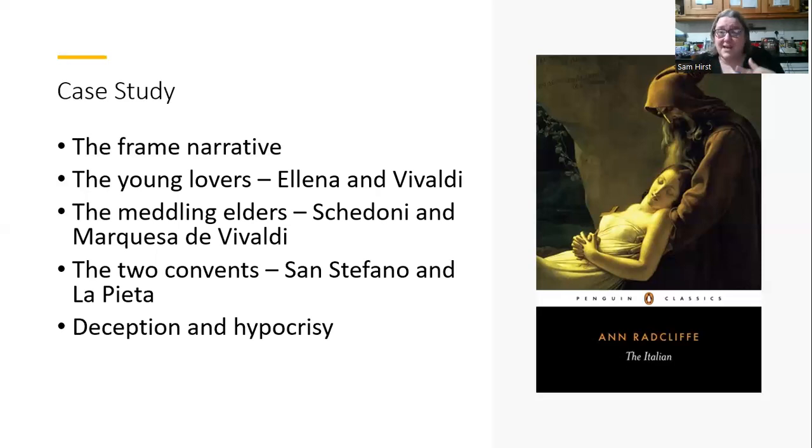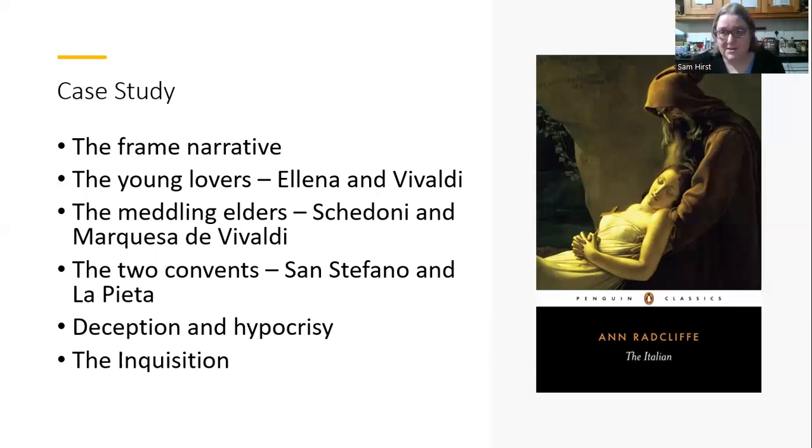However, there is a negative depiction of a number of Catholic figures, particularly Schedoni, who is associated with deception and hypocrisy, and there is the depiction of a persecuting Inquisition. However, it's not a simple case of anti-Catholicism. The two convents already point to this. There's also a number of positively imagined Catholic characters. Catholic worship and practices are positively imagined within the text, and so it's a little bit more complicated, perhaps.